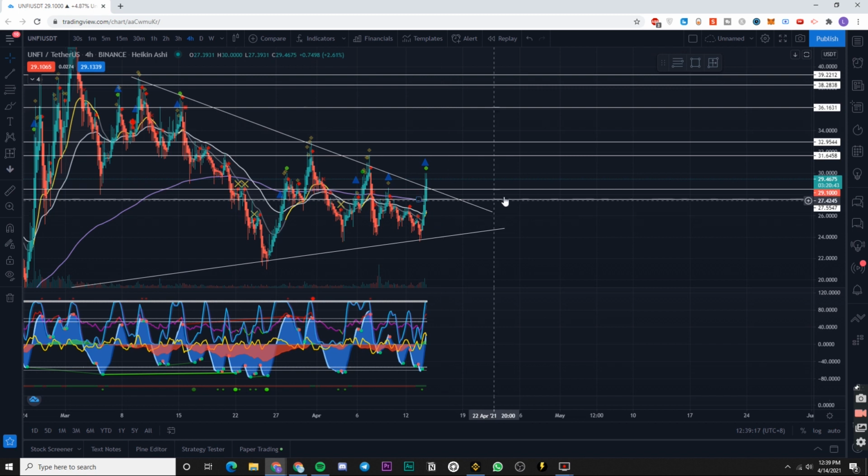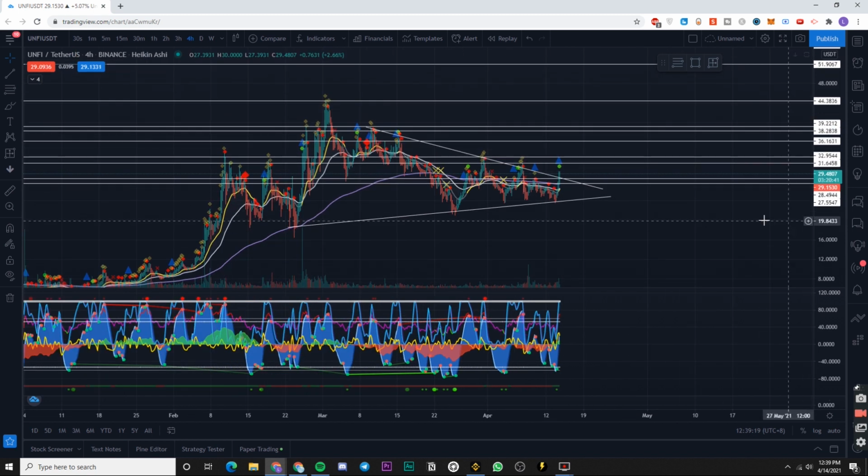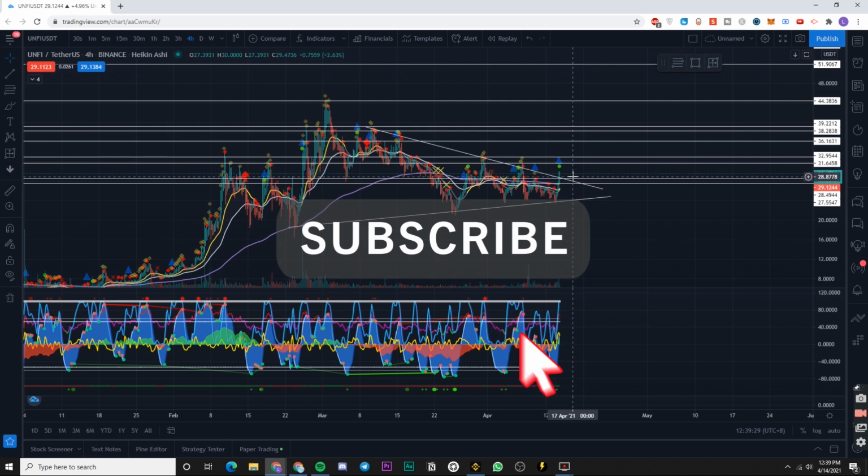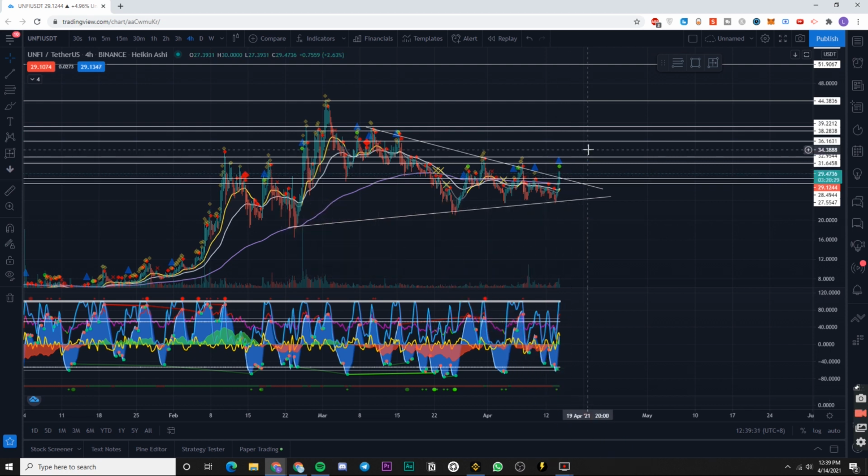So yeah, that's UNFI USDT, massive falling wedge. It's breaking out right now, but it's looking more like a fake out than a breakout right now. So if it really does break out and retests, then we are looking for a loss of upside.